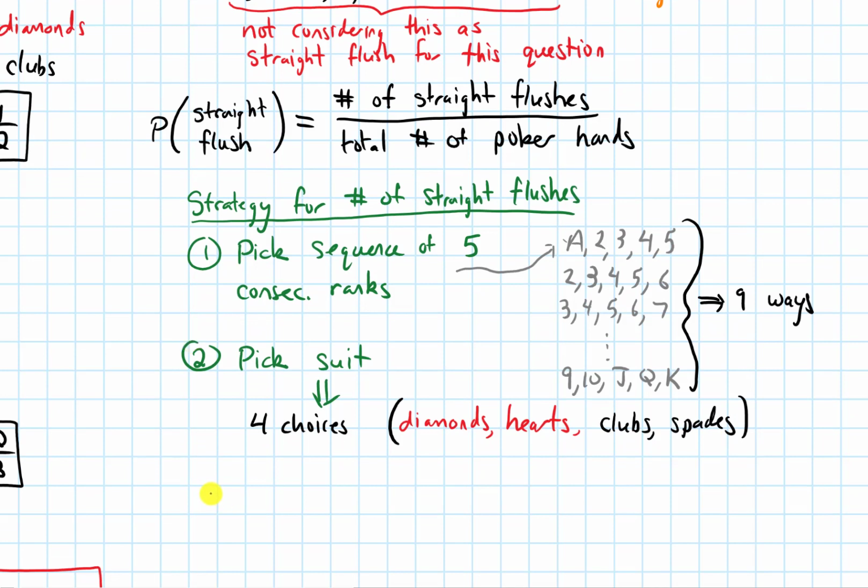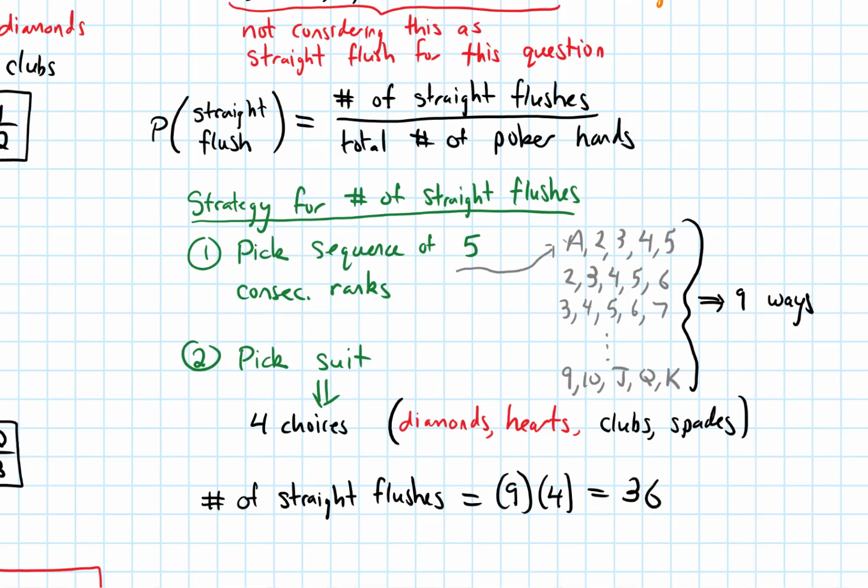So we are ready to write down the number of straight flushes, because we just multiply those numbers together. So 9, and then times the 4, and that gives us 36. So I'm going to highlight this. We were counting the numerator, the number of straight flushes, and we just found that was equal to 36.